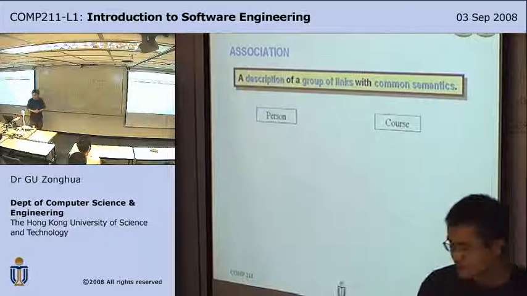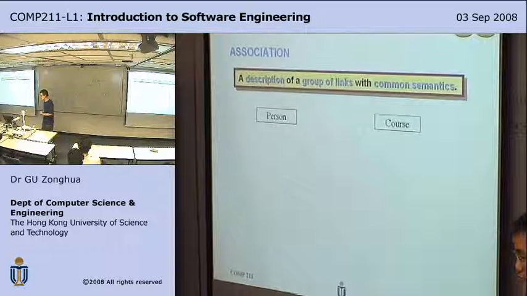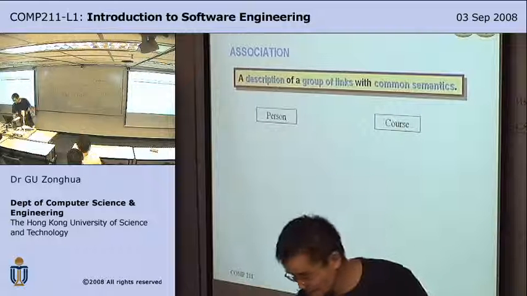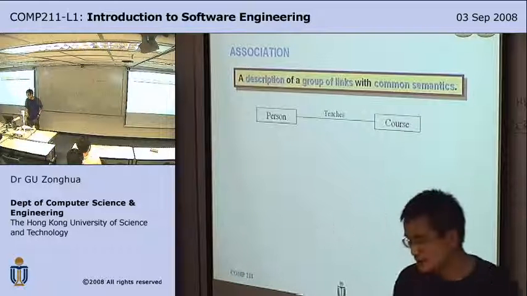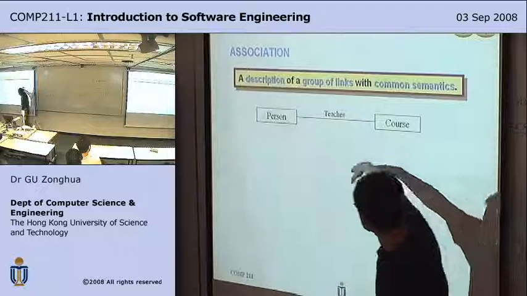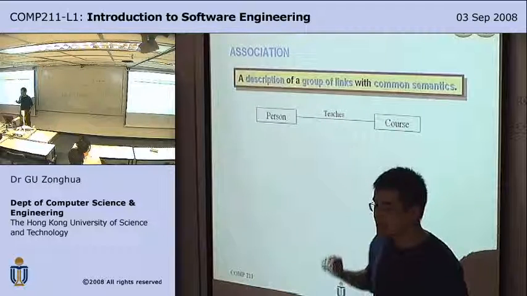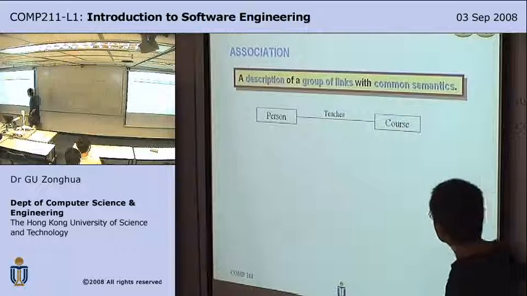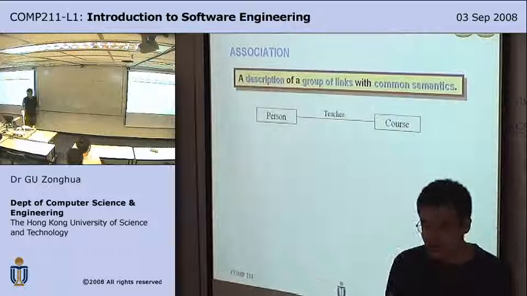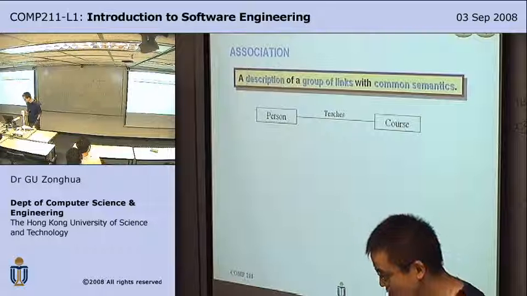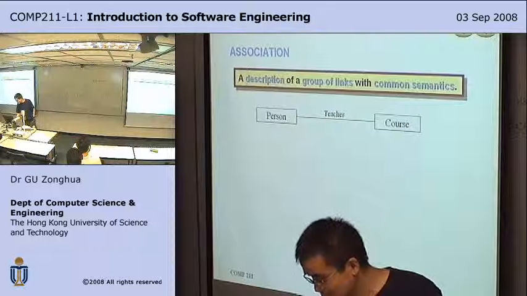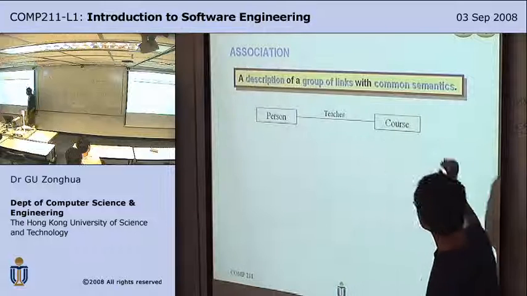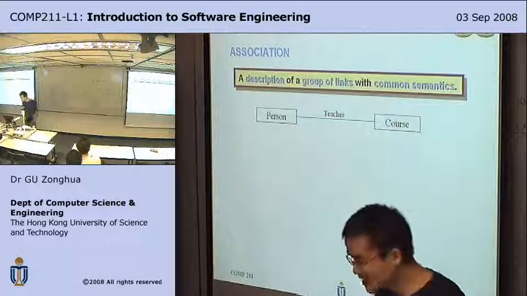So association is a description of a group of links with common semantics. So that is, a person class and a course class have an association called teaches. Notice that association is between classes, while links are between objects. So association is a group of links with common semantics. It means common meaning.